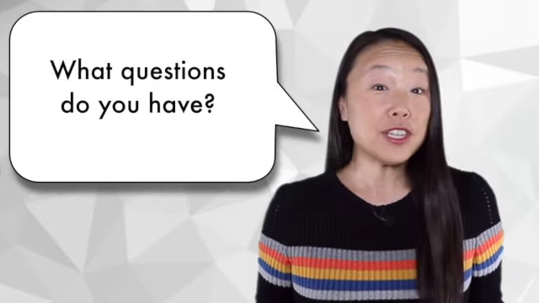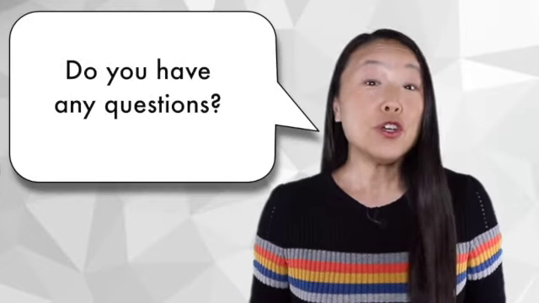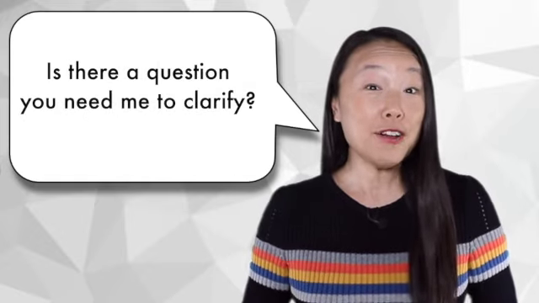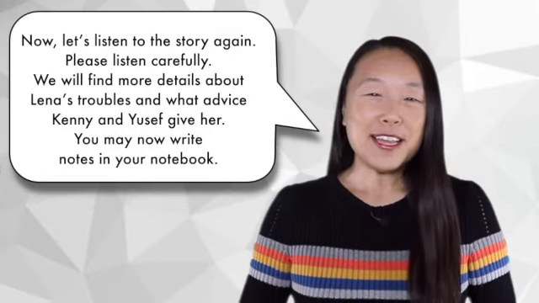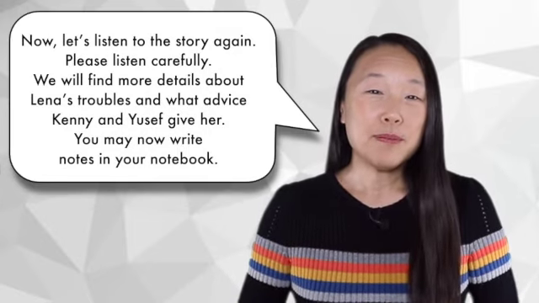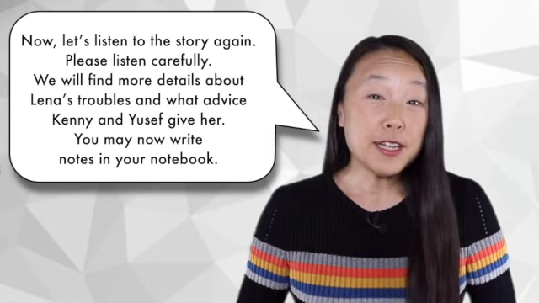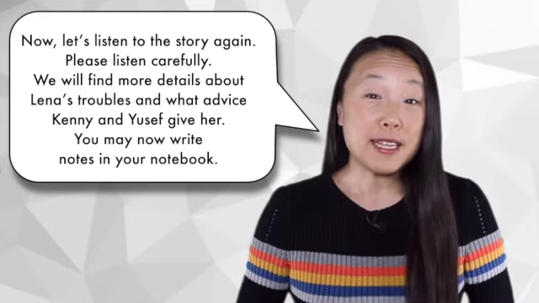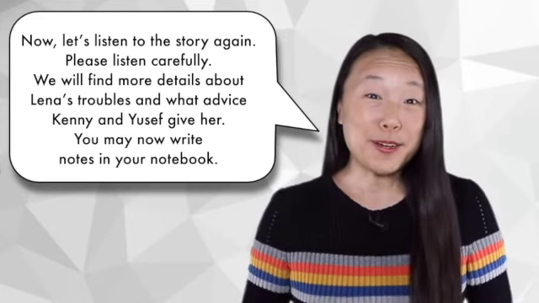And once everyone goes over the handout questions, the teacher can do a whole group comprehension check by asking, "What questions do you have? Or do you have any questions? Or is there a question you need me to clarify?" Step 5. If everyone understood the questions, the teacher can say, "Now, let's listen to the story again. Please listen carefully. We will find more details about Lena's troubles and what advice Kenny and Yusuf give her. You may now write notes in your notebook."